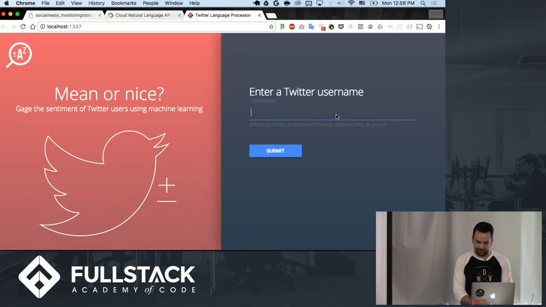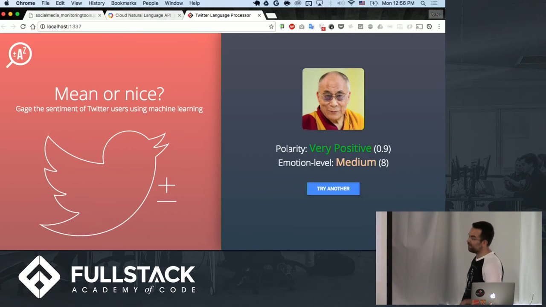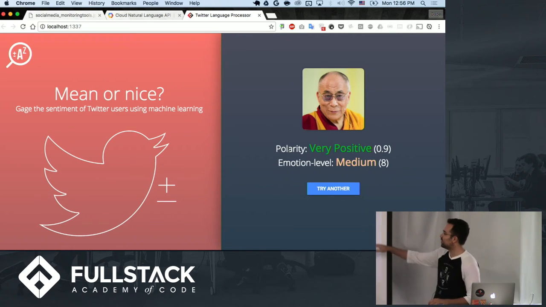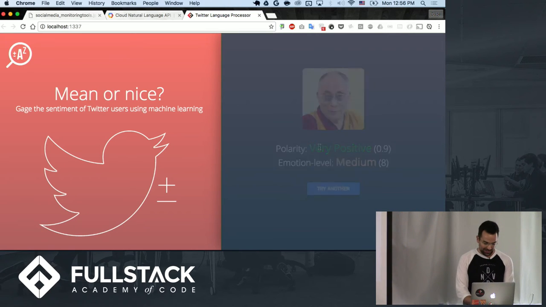Let's see if we do the Dalai Lama. Come on, we have to do a check to see if this is really working. Very positive, and interestingly, the emotional level is medium, so it matches pretty closely with his personality.